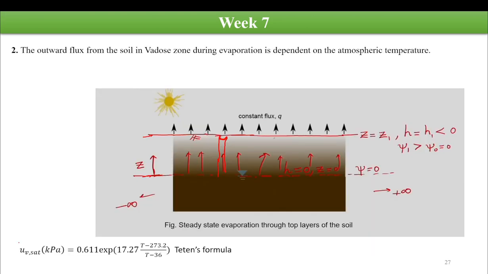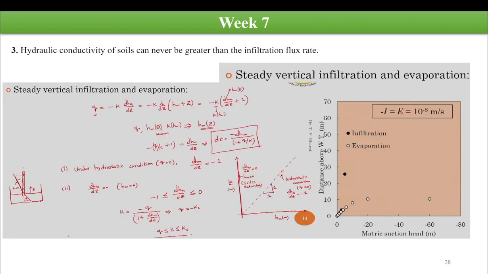So moving on to the third question, that is, the hydraulic conductivity of soil can never be greater than the infiltration flux rate. Now we have studied at the starting of the class, as well as in the theoretical class, that the hydraulic conductivity, that is K of a soil, follows this relationship. So the hydraulic conductivity is basically always lesser than the hydraulic conductivity at saturation.